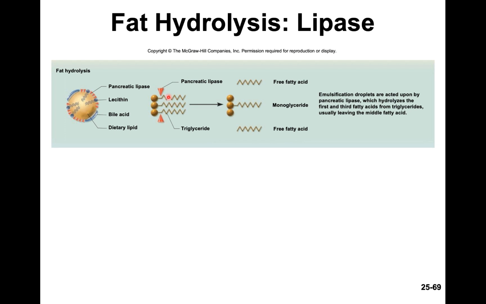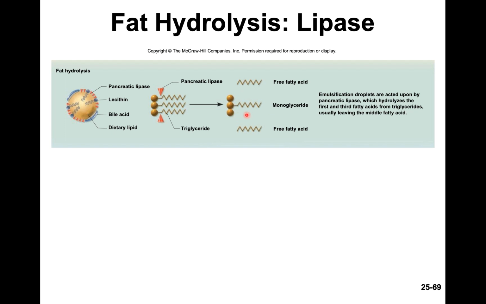Pancreatic lipase cuts between the glycerol head and fatty acid tail of number one and number three to create these three pieces. You make two free fatty acids and one monoglyceride. This is considered the digested version of fat. This is the job of a lipase.